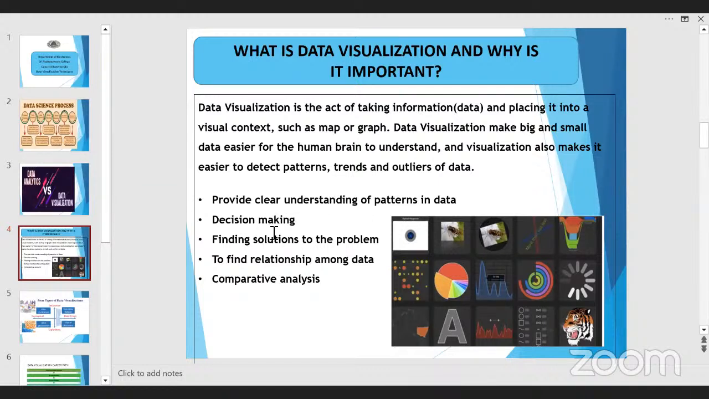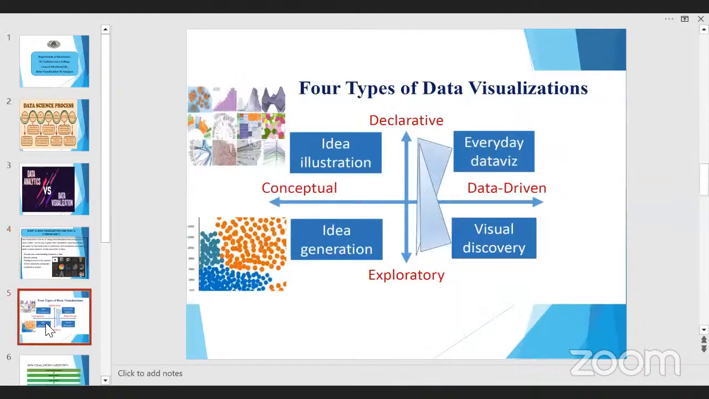One could take a decision, or one could infer something from that data that we see. We can find solutions to problems, we can find relationships among data, and we can do a comparative analysis also. There's a lot of things that we can do if we can find patterns in the data. Next, data visualization can be classified into 4 types. It can be declarative, data driven, exploratory, and conceptual. So we are going to deal with all these different types of data visualization in this particular elective paper.